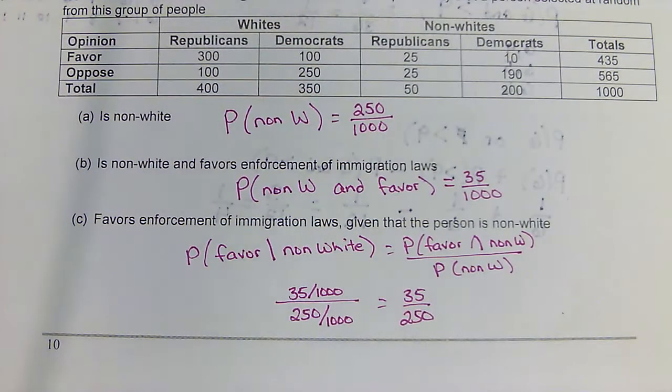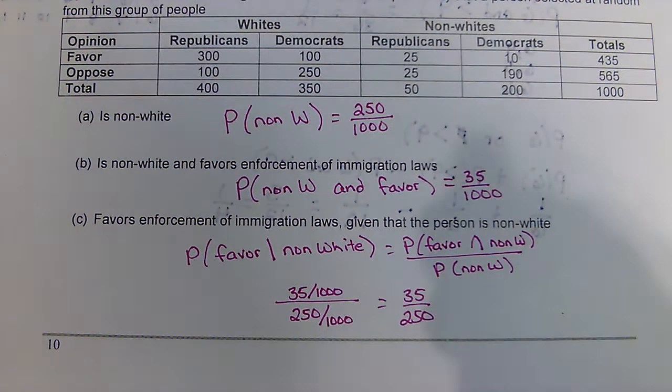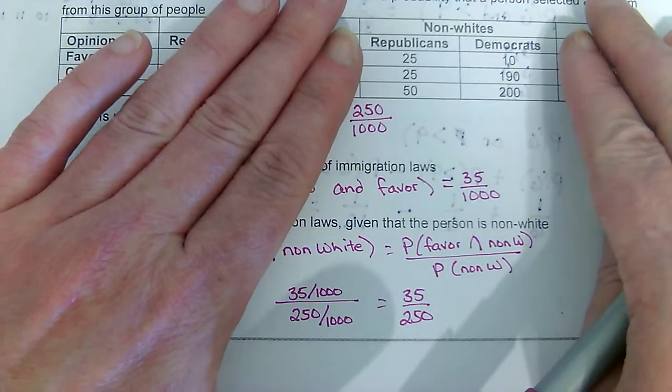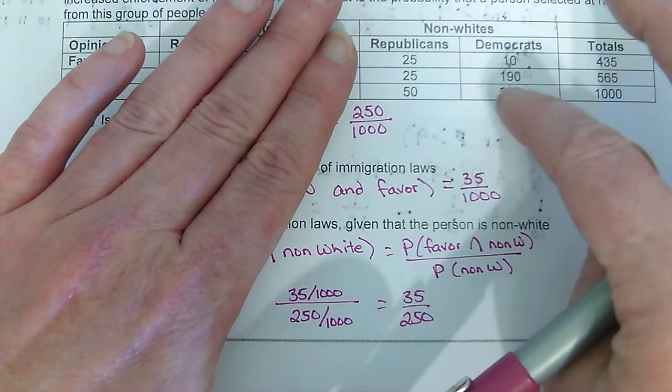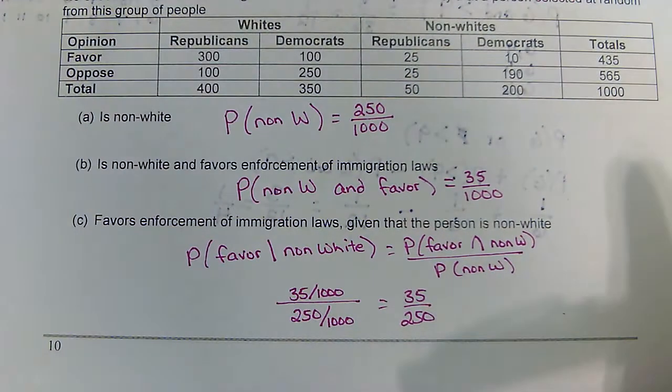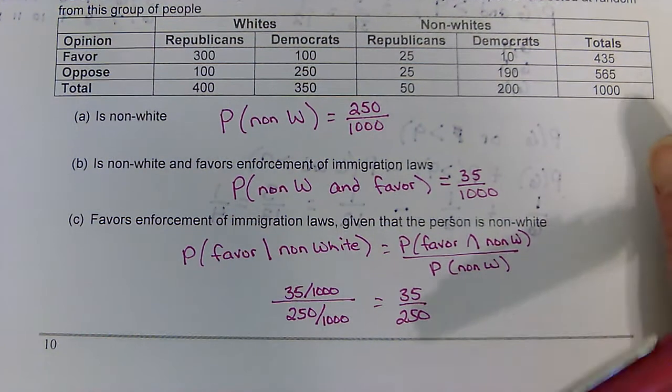What's really happening here, if you think about it, is we're narrowing down our sample. Instead of looking at the whole box, I'm only looking at this box. So there's 35 that favor out of the 250 total that are non-whites. So you're really just shrinking down your sample size, is the way I like to think about it.